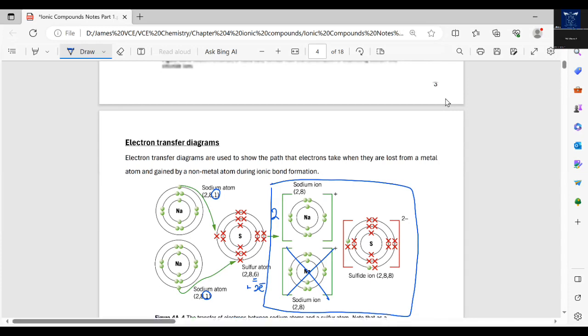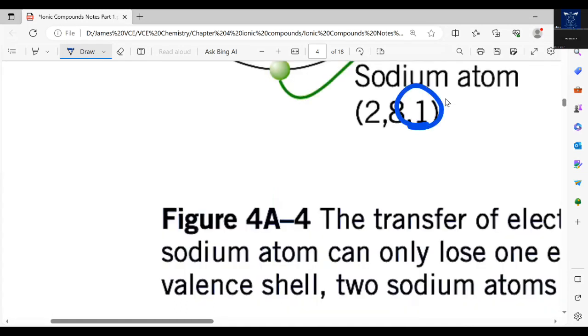So this is what is expected of you, for you to be able to draw these electron transfer diagrams. All right?